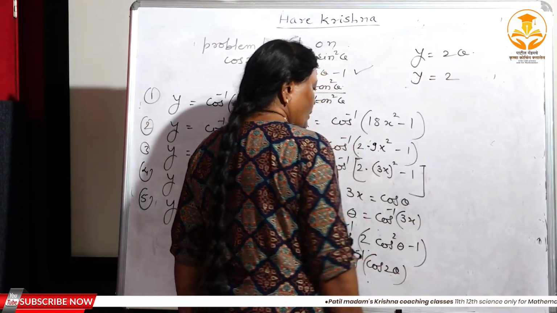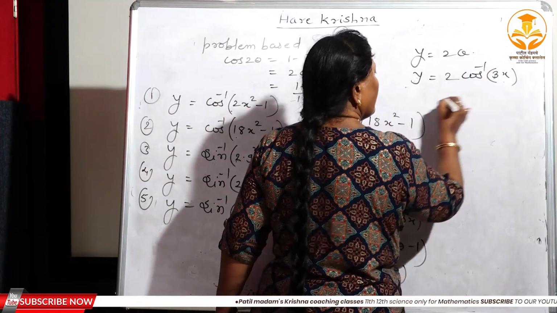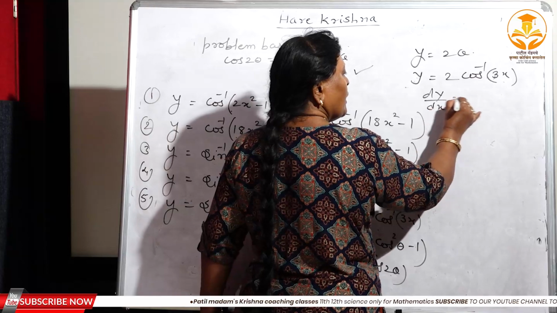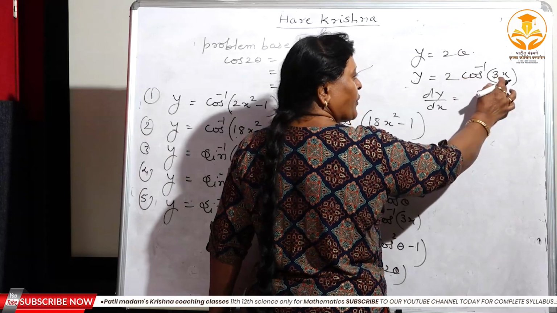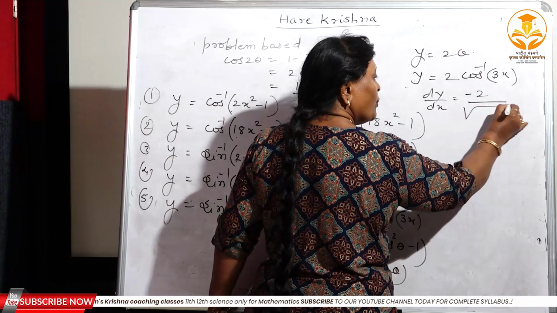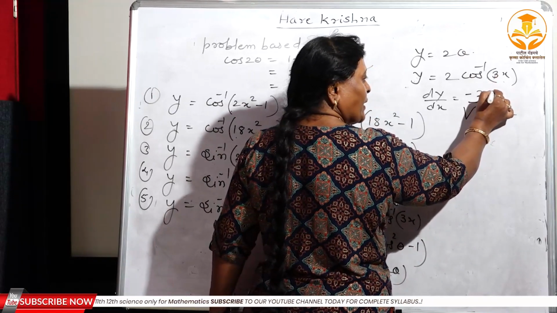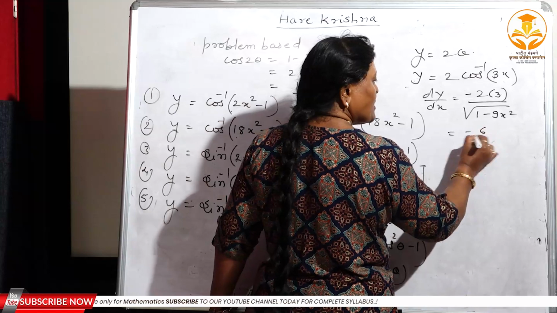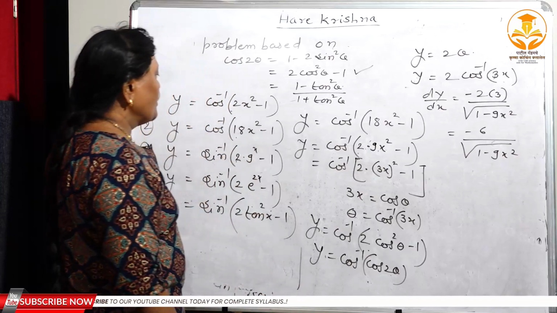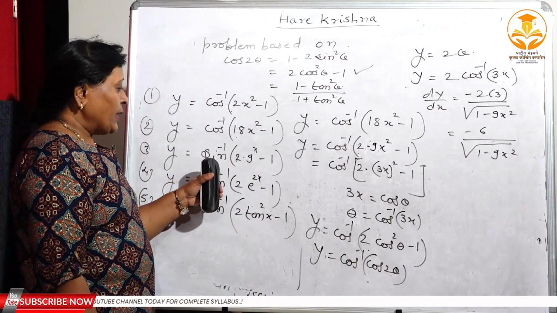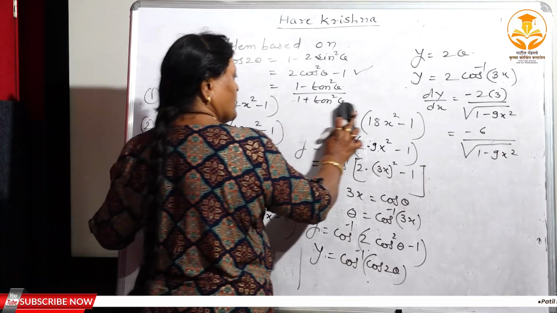Y is equal to 2 times theta. What is theta? Theta is nothing but cos inverse of 3x. Right? Therefore, dy by dx, 2 remains as it is. Again, apply the chain rule. The derivative of cos inverse u is minus 1 upon root of 1 minus u square, means 9x square, and the derivative of 3x is equal to 3. Therefore, the result is minus 6 divided by root of 1 minus 9x square. Right? This is about the second one. Now, I will take the third one, and the remaining fourth and fifth you can do yourself. So, the third one, see.